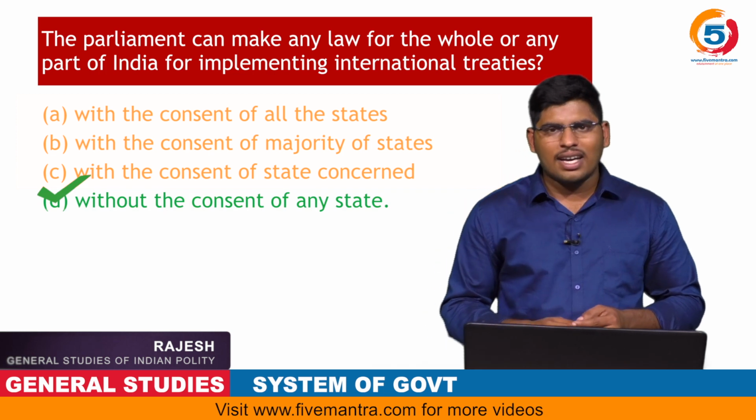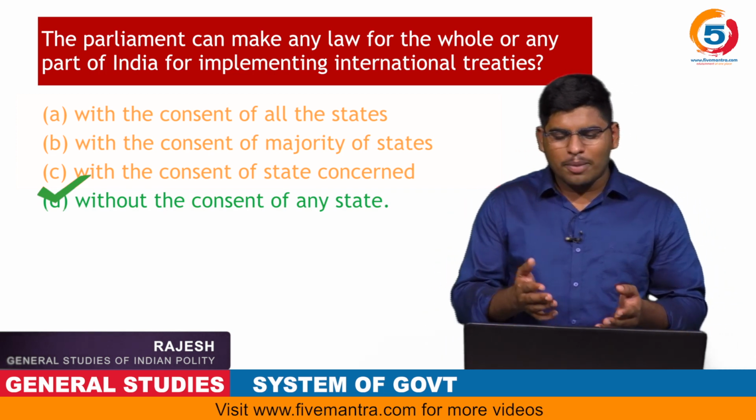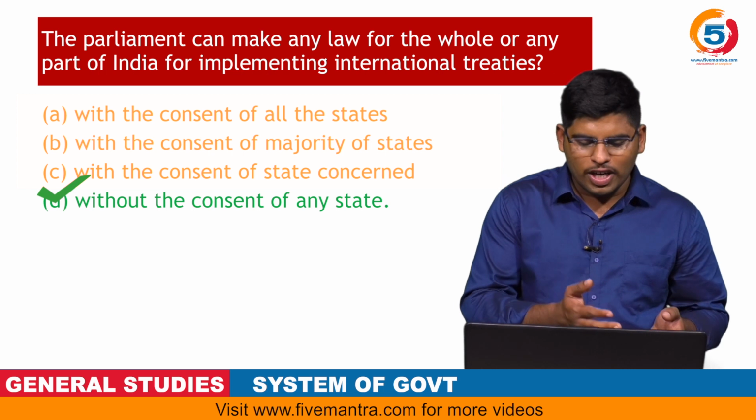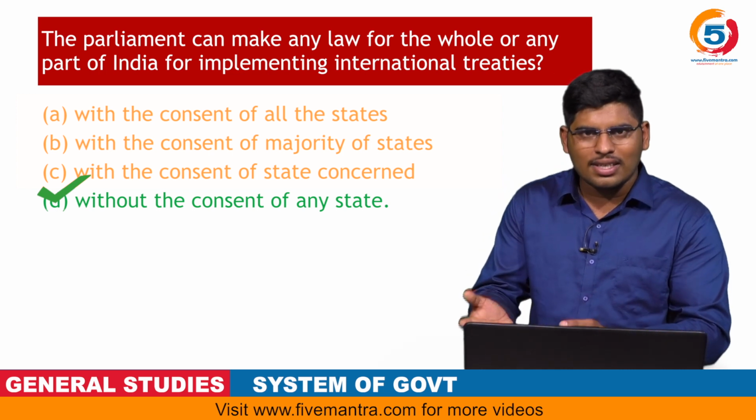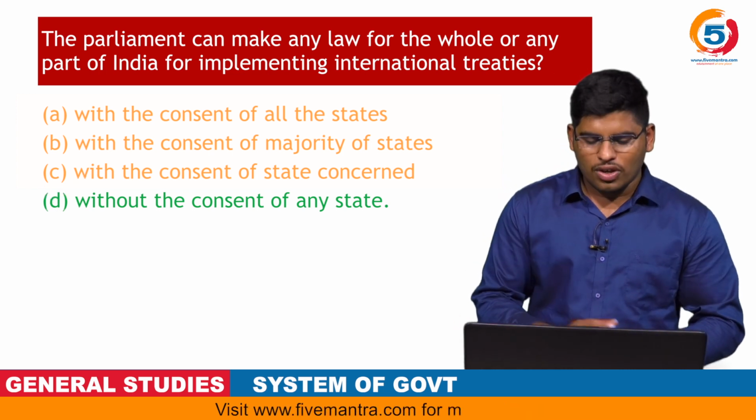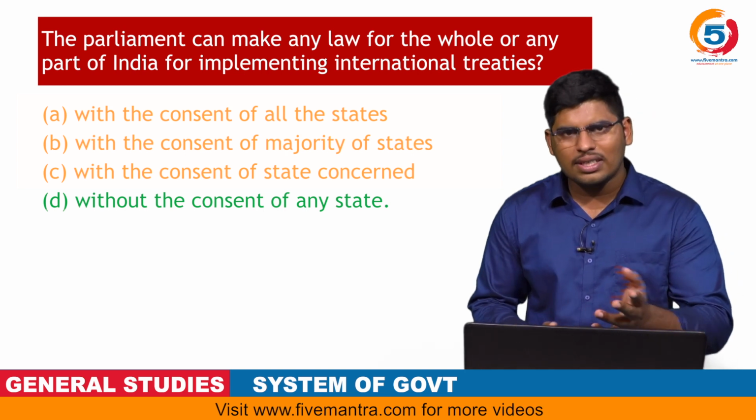So option D is the correct answer: the Parliament can make any law for the whole or any part of India for implementing international treaties, and that too without the consent of any state.